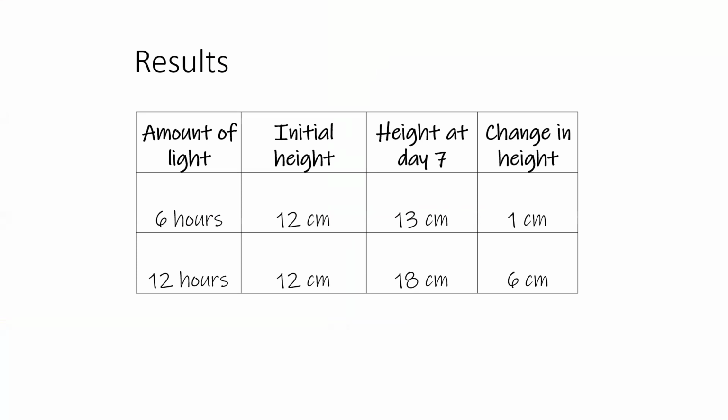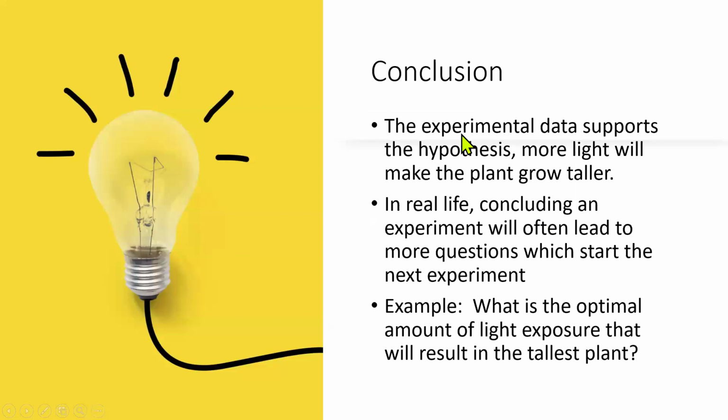If these are hypothetical results, let's say you do this experiment for 7 days. The plant that received 6 hours of light every day grew by 1 centimeter, and then the one that got twice as much sunlight grew by 6 centimeters. So based on this result, do you think our hypothesis is correct? It looks like it, right? It looks like more light is gonna make the plant taller. All right. So conclusion, the experimental data supports the hypothesis, more light will make the plant grow taller.